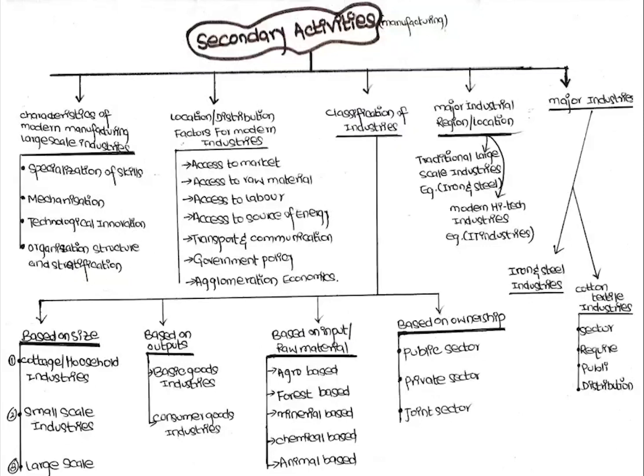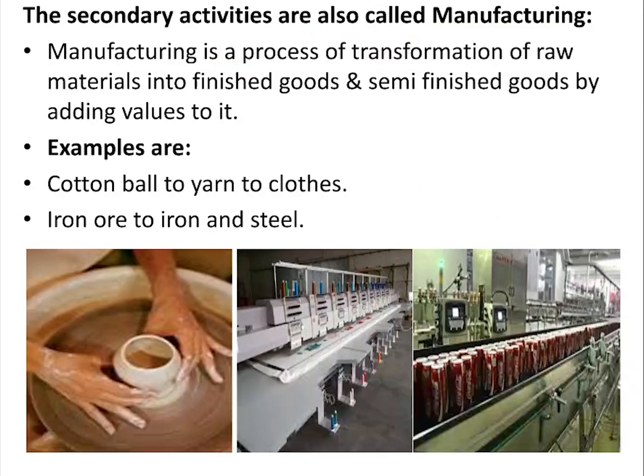Today in this class we are going to study about the secondary activities, Chapter 6, Fundamentals of Human Geography, Class 12. First, in this chapter, the first thing we need to know is what is meant by secondary activities, or what are the secondary activities. Secondary activities are also called manufacturing. So what is meant by manufacturing?